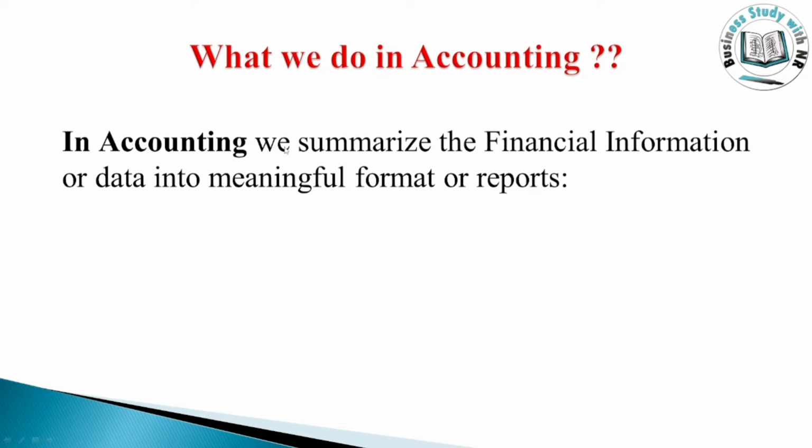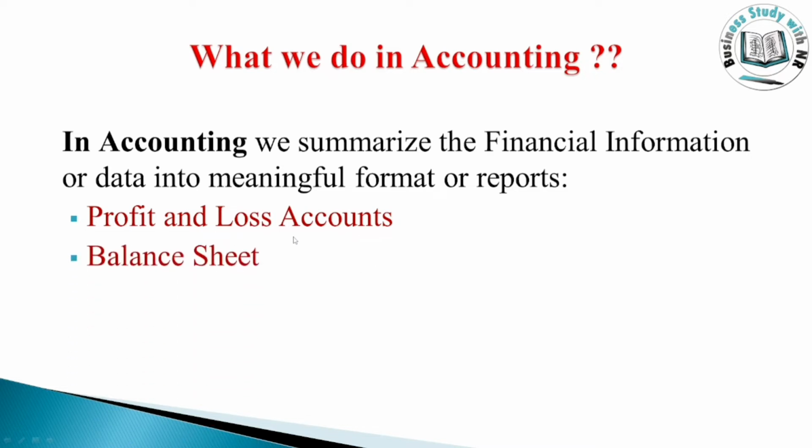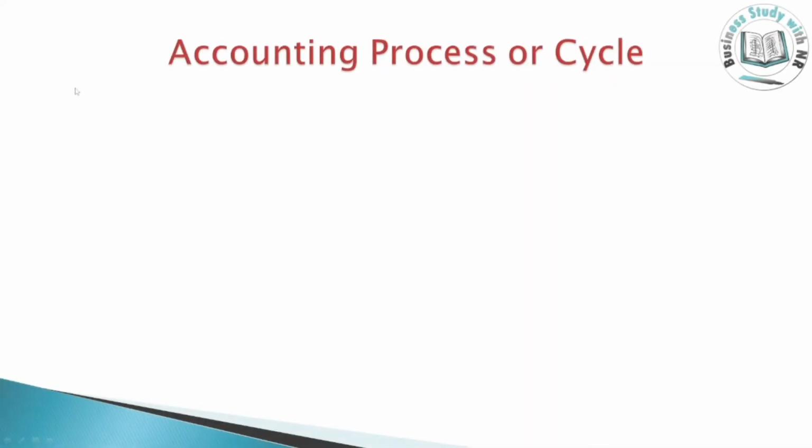We also remember that in a company there are a number of transactions, a lot of transactions in a day or in a month or in a year. In accounting, we summarize these transactions or this financial information or data into meaningful reports like profit and loss account and balance sheet. What is profit and loss account? Profit and loss account shows the financial performance of a business, in which expenses, income and losses are shown. What is balance sheet? Balance sheet shows the financial position of a business. This is the accounting process.